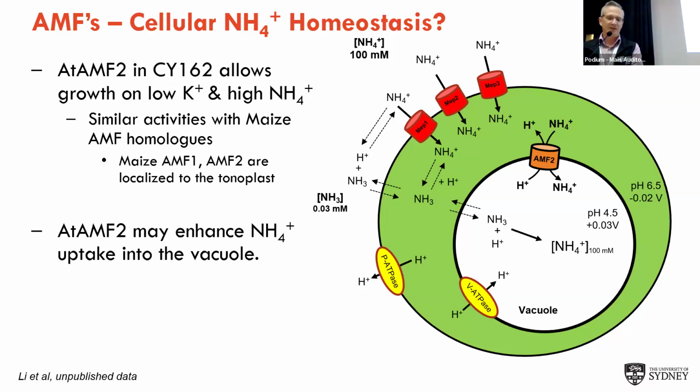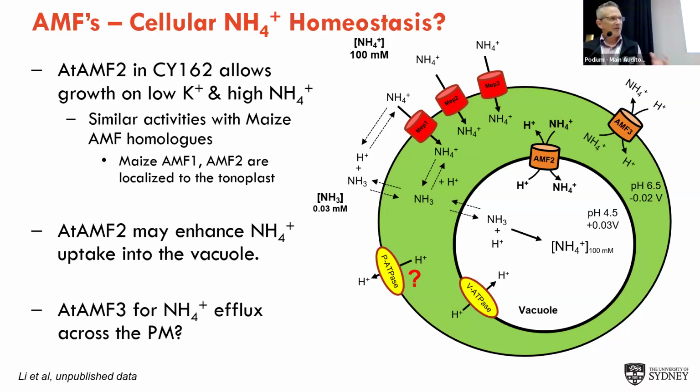And we've also looked at AMF3, which is clearly on the plasma membrane and following typical chemical potential gradients across the plasma membrane. Protons are generally exported out across the plasma membrane through P-type ATPase activities, and that return concentration gradient would allow ammonium to be exported out of the cell in exchange for protons coming back into the cell.